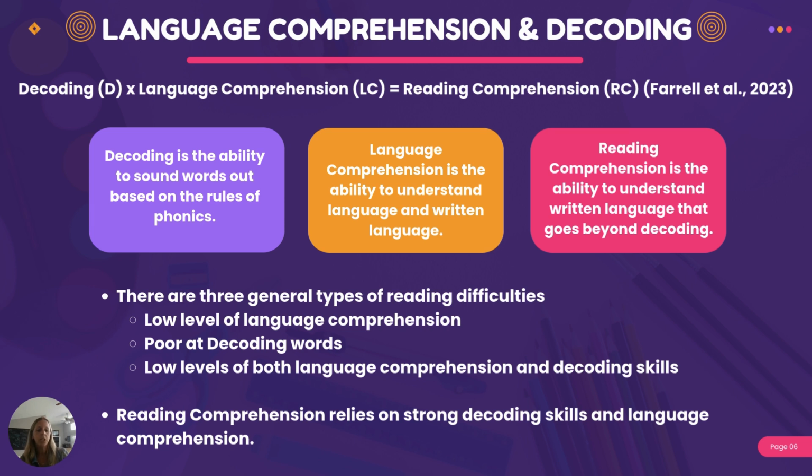There are usually 3 general types of reading difficulties: low level of language comprehension, poor at decoding words, and low levels of both language comprehension and decoding skills. Reading comprehension relies heavily on strong decoding skills and language comprehension. So strong decoding skills are necessary, and the ability to comprehend the language is essential for strong comprehension to occur.